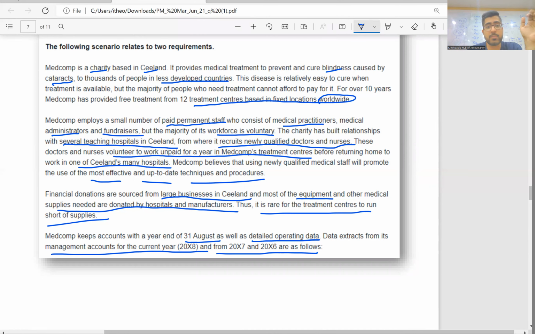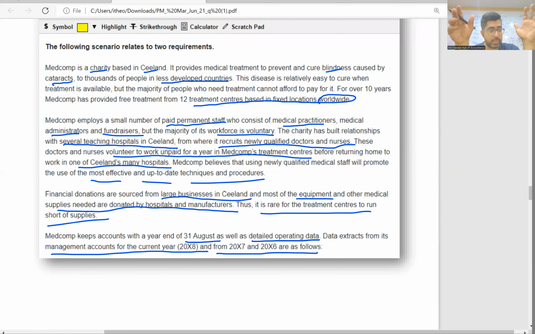Then Medcomp employs a small number of paid staff who consist of practitioners, administrators, fundraisers. Majority of workforce is voluntary. And how do they get the workforce? They have contracts with teaching hospitals. It recruits newly qualified doctors who volunteer to work unpaid for a year. And when they work unpaid, this helps the organization charity because the cost is not there. And then they go back to teach in one of the teaching hospitals. And newly qualified staff are more up to date.